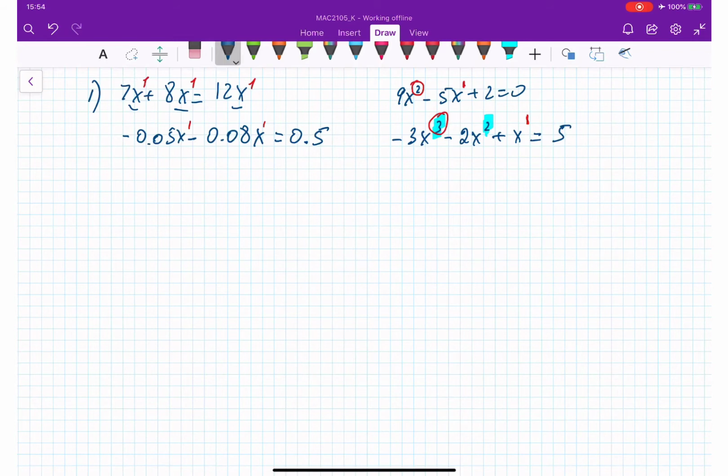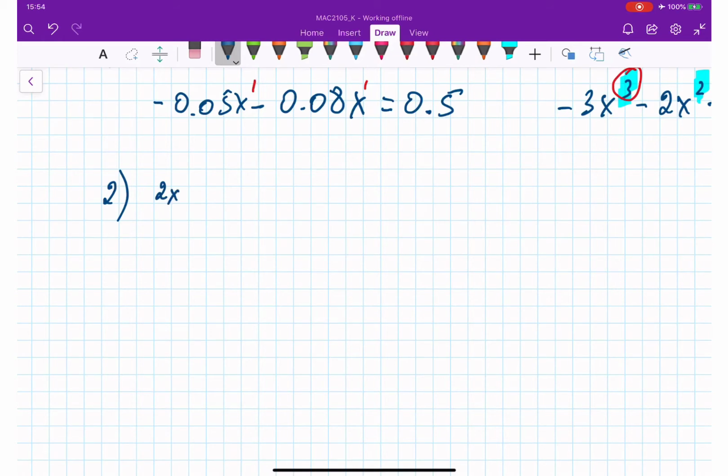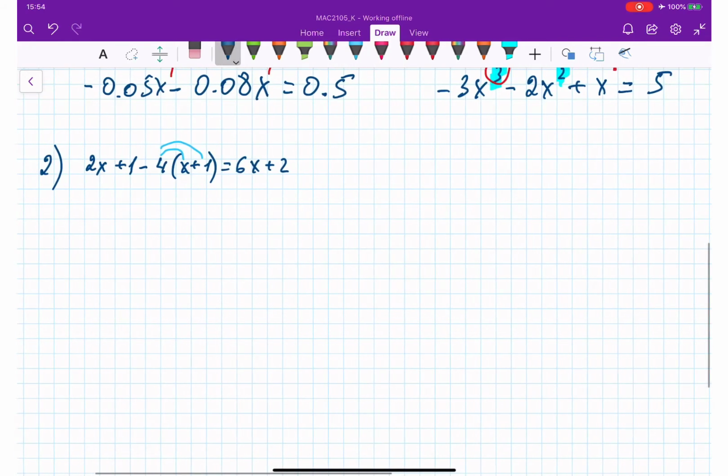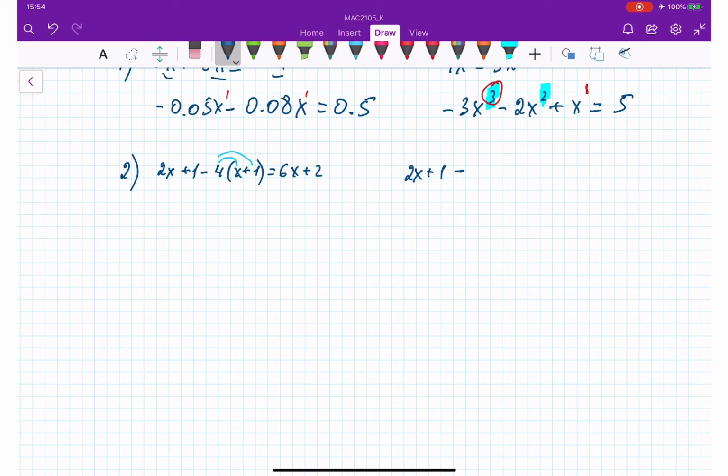Question number 2. Solving equation. So 2x plus 1 minus 4 times x plus 1 equal 6x plus 2. Okay, first thing we're going to do, we are going to distribute negative 4 by x, negative 4 by 1. And we are going to get 2x plus 1 minus 4 times x is going to be negative 4x. Negative 4 times 1 is going to be negative 4. And that is equal 6x plus 2.